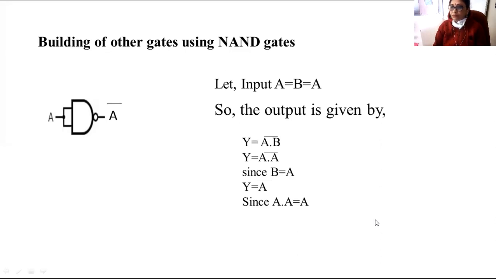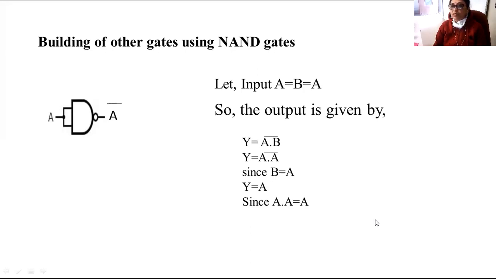Using this gate, we build new gates. Using these gates only, we can build any other gate. Using NAND only, we can build any other gate. Using NOR only, we can build any other gate. And therefore, NAND gate and NOR gate are called universal gates. Okay, so today we are going to see how to build other gates using NAND and NOR gate.